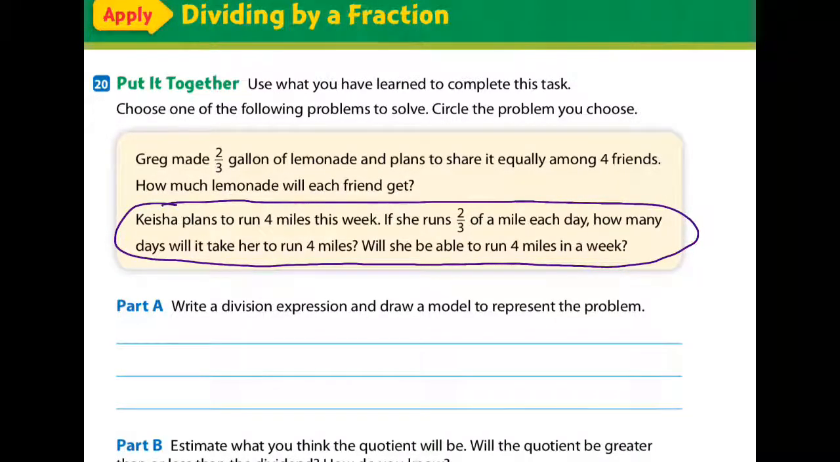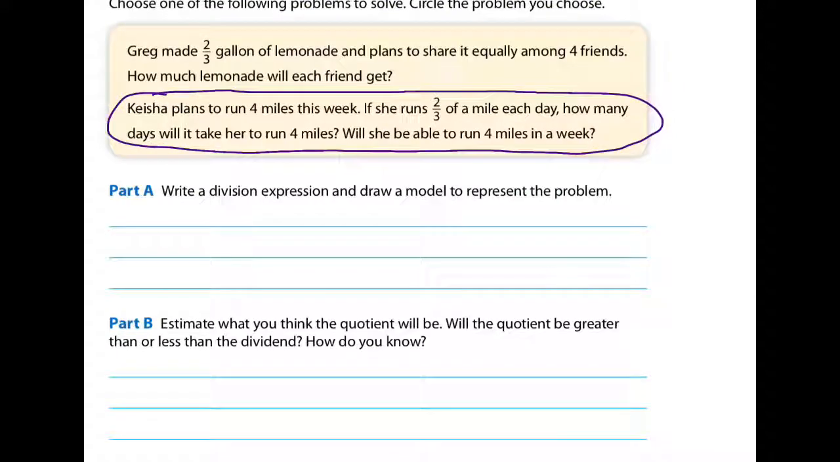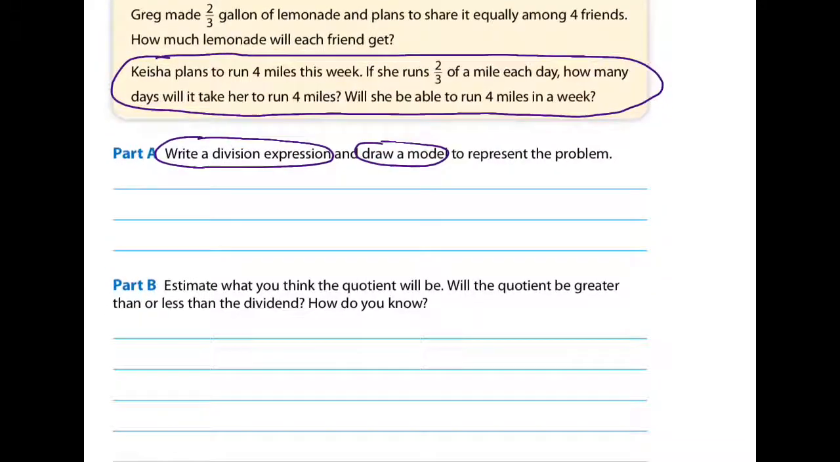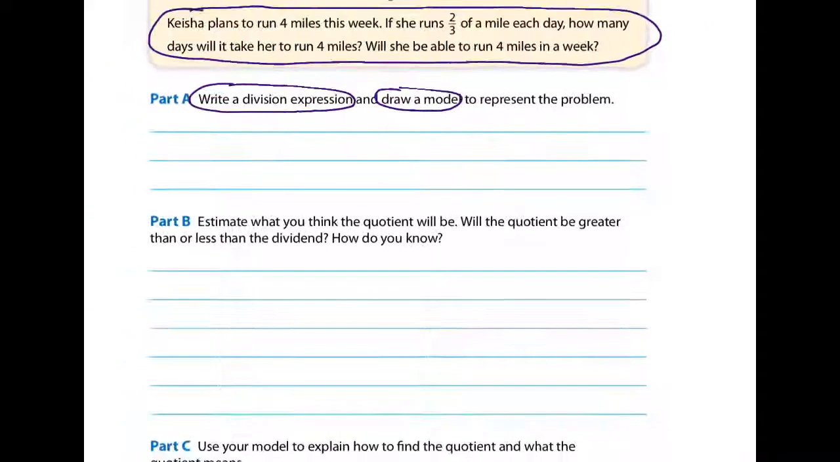Okay? Now, before you start, let's go over the parts. So A says write a division expression and draw a model. So write a division expression, you need a division problem, and draw a model. Now remember, the model can be number lines or it could be a picture, maybe using rectangles. B says estimate what you think the quotient will be. Now estimate is just kind of like give us your best guess.